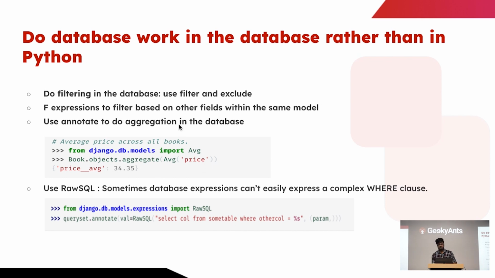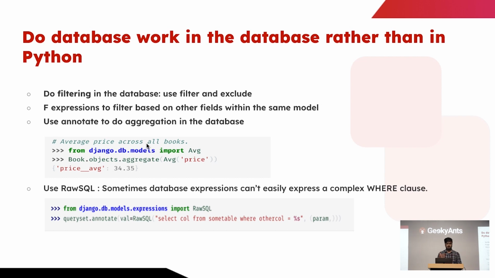The next one is simple: use annotate to aggregate in the database. This is one of the examples, right? What do we usually do if we are not aware of all of these things? Here, in this code snippet, we are looking at getting the aggregate average price across all the books, right?